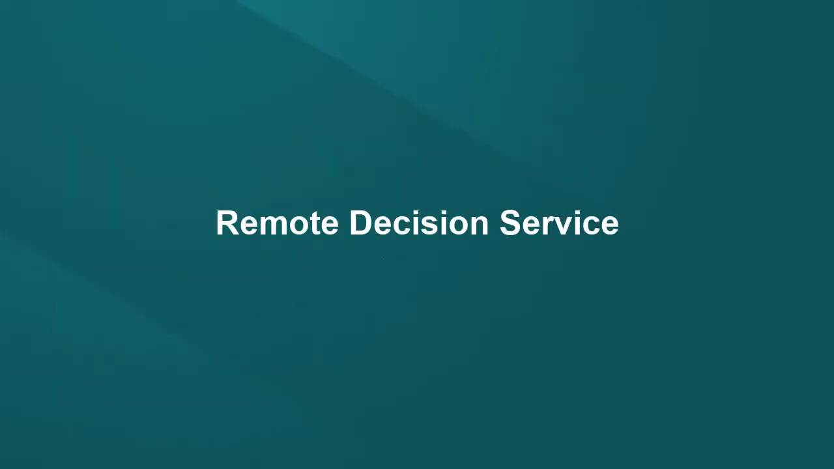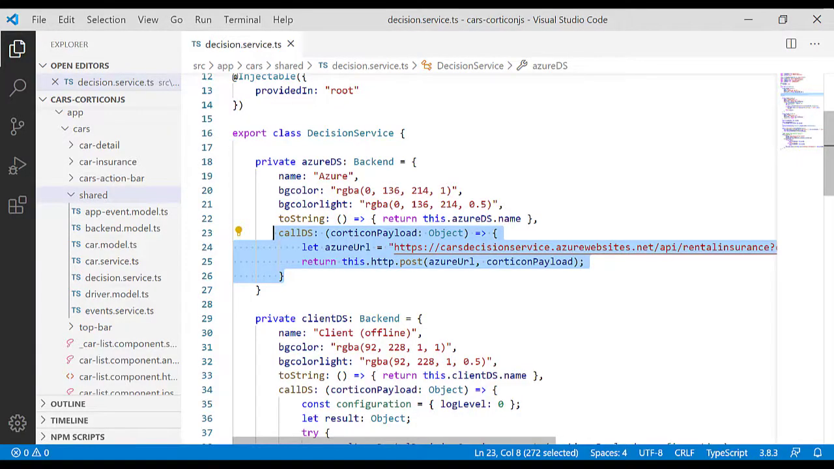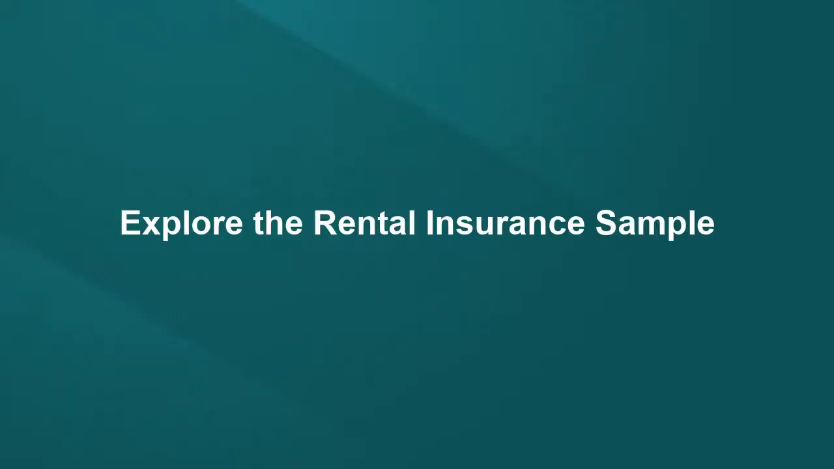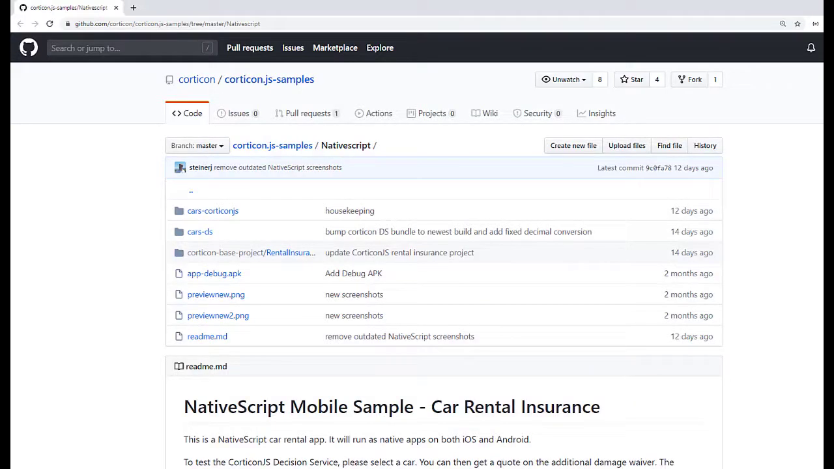For the remote call, the decision service bundle is deployed on a server. Once on the server, there are many ways to use it. In this example, it is exposed as a REST endpoint, and the code is an HTTP POST request. If you want to explore this sample further, you can download it from GitHub. The instructions include setting up the sample application and additional code for testing and error handling in the NativeScript mobile car rental application.